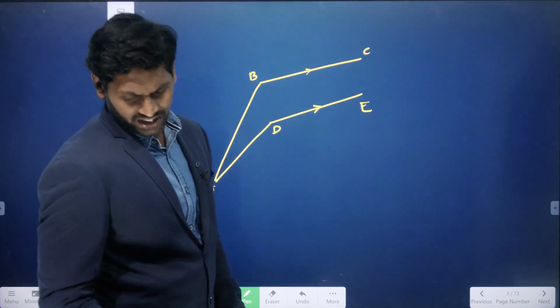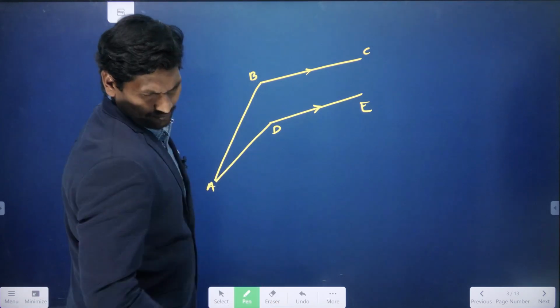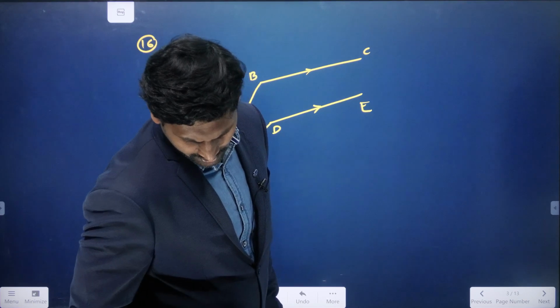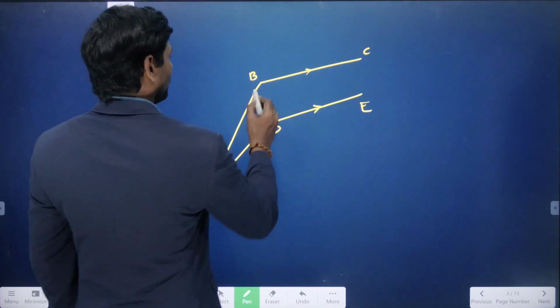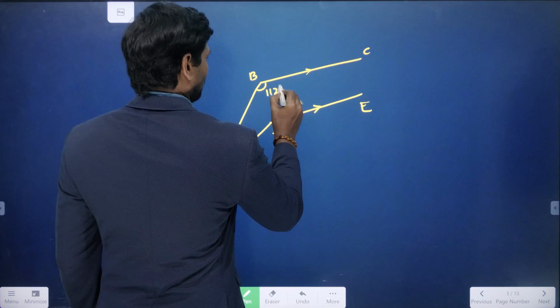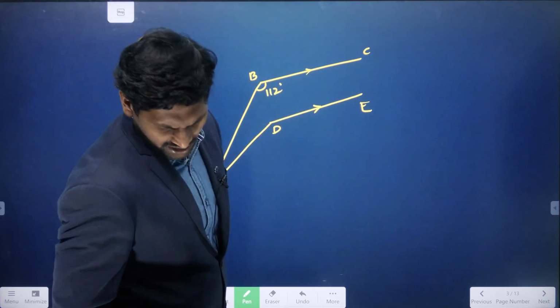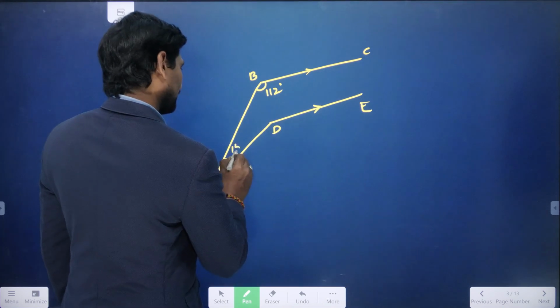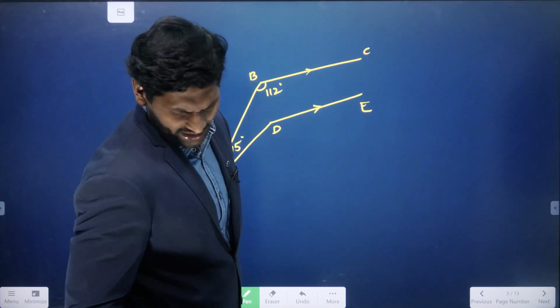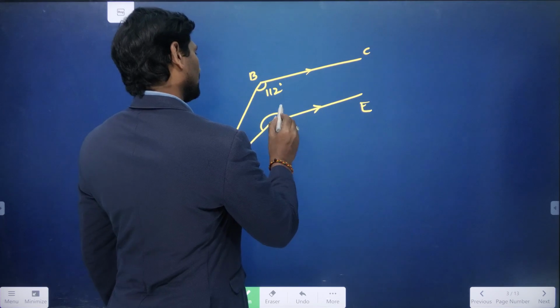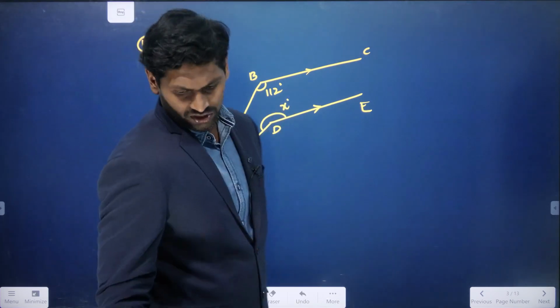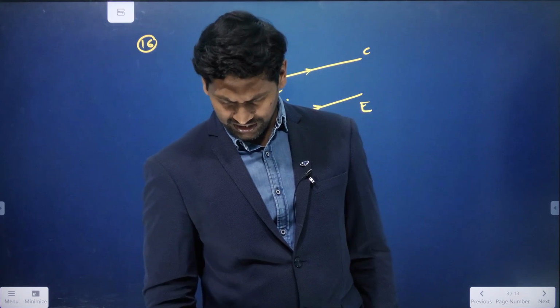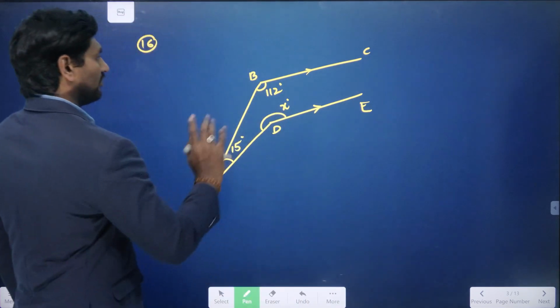So this is the given diagram and the values are 112 degrees and 15 degrees, and angle D is x. This entire angle is x. From the figure, what we have to find is the value of x, which is angle ADE. ADE is the x value we need to find.